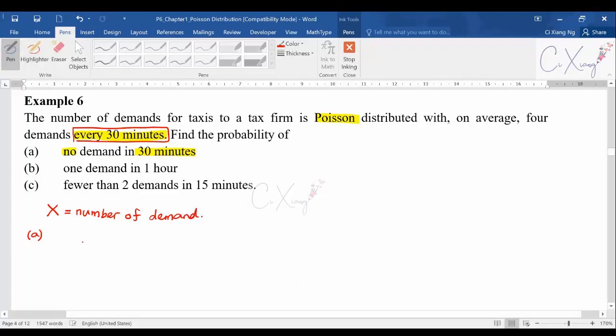Therefore, you do not need to change the mean. The mean is still 4, the number of demands for every 30 minutes. They want you to get the probability of no demand, so X equals 0 when the mean is 4. You have e to the power negative lambda, lambda to the power X, divided by X factorial. Just by pressing the calculator, you will get 0.0183.